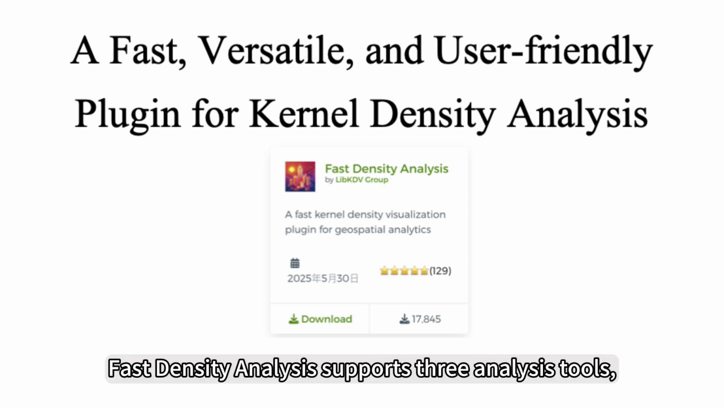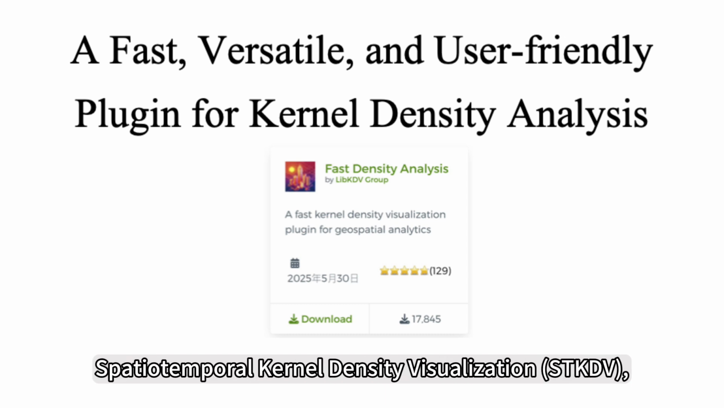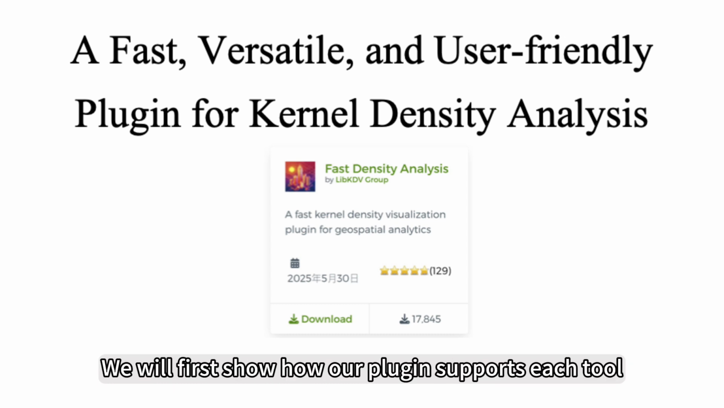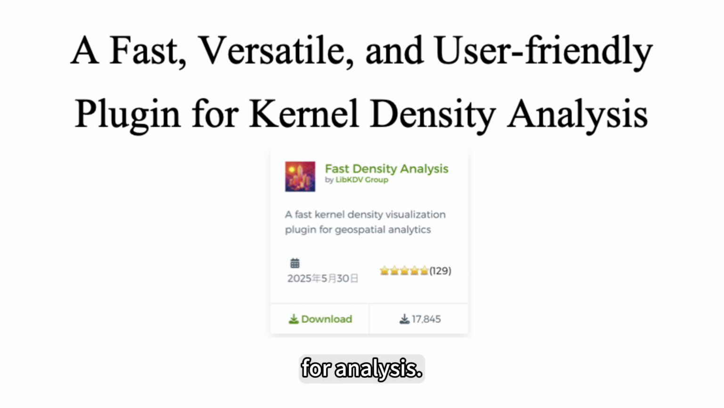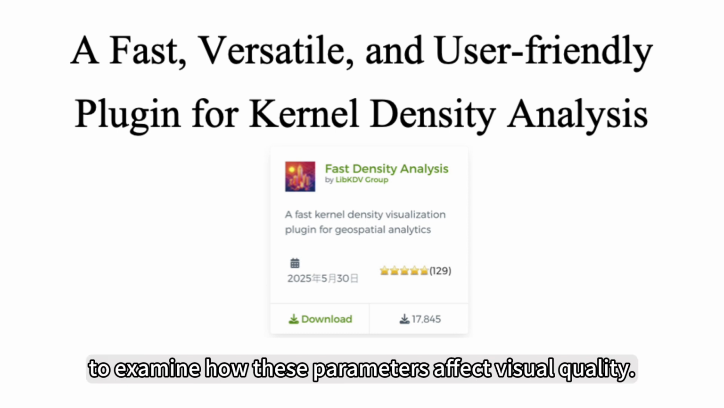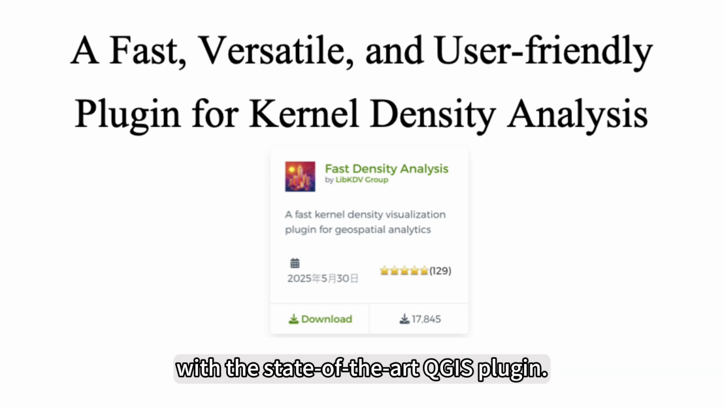Fast Density Analysis supports three analysis tools, which are Kernel Density Visualization (KDV), Spatiotemporal Kernel Density Visualization (STKDA), and Network Kernel Density Visualization (NKDA). We will first show how our plugin supports each tool for analysis. Then, we will vary the bandwidth parameter to examine how these parameters affect visual quality. Lastly, we will compare the efficiency of our QGIS plugin with the state-of-the-art QGIS plugin.